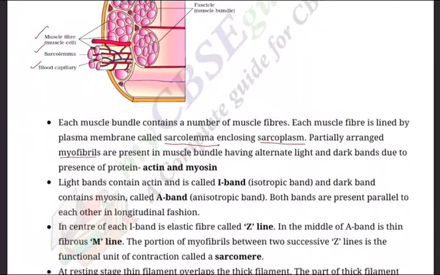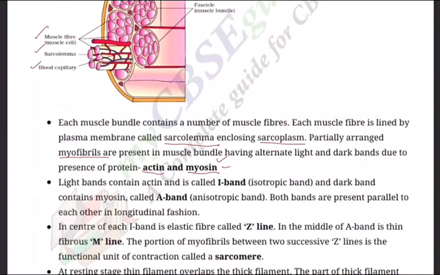Partially arranged myofibrils are present in the muscle bundle, having alternate light and dark bands due to the presence of proteins. In fact, two proteins: one is actin, another is myosin. These are very, very important proteins. They have to be present in the muscle. And if there is any defect, if this actin and myosin are not there, then the muscle starts degenerating. Remember that one disease I told you, myasthenia gravis, related to this myosin.